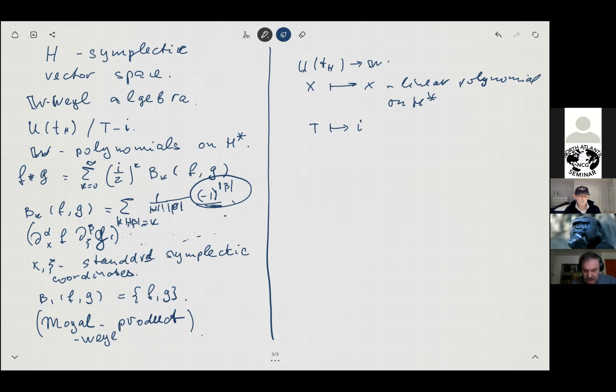And this will be one part of our symbol. We also have a homomorphism of U of the Heisenberg algebra into the opposite of the Weyl algebra, which is defined by sending t to negative i. So it's essentially equivalent to changing the sign of the symplectic form, so one actually gets the opposite Weyl algebra.